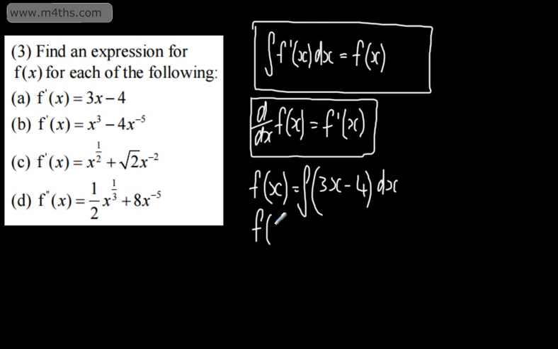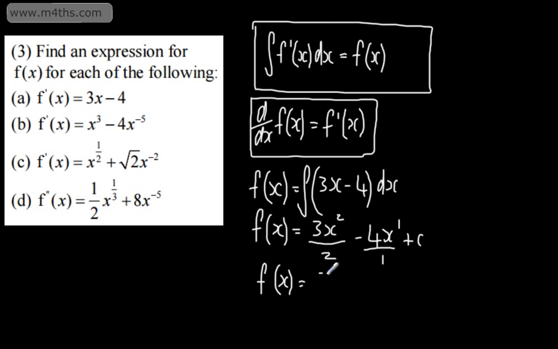So we can write now f of x is going to be equal to 3x to the power of 2 divided by 2 minus 4x to the power of 1 divided by 1 plus a constant of integration. So we can write on here that f of x is going to be 3 over 2 x squared minus 4x plus c. So that is an expression. We can find the value of c if we're given boundary conditions, i.e. a point that f of x would go through, but for now we will just leave it like so.